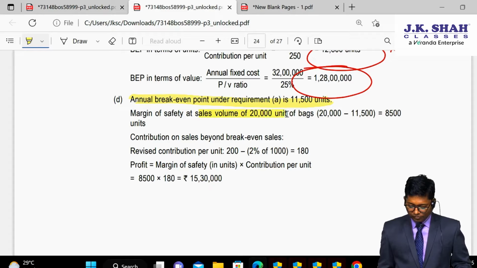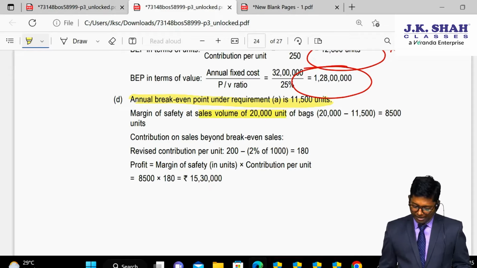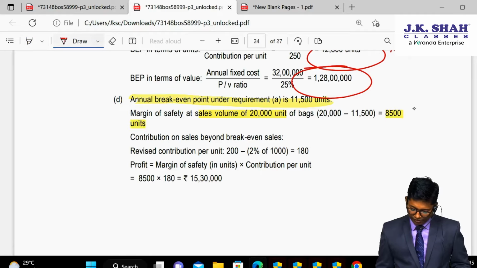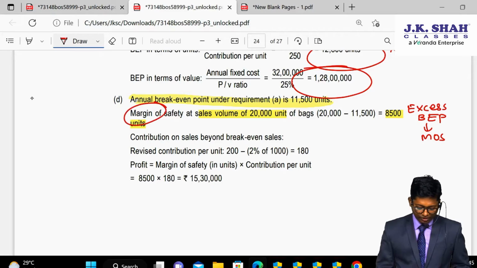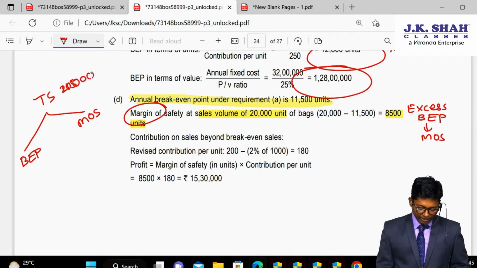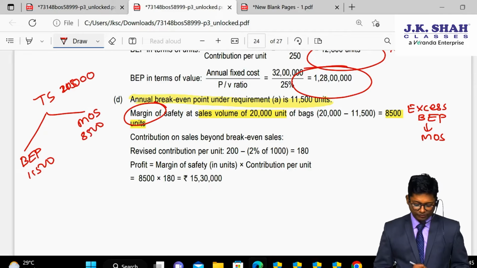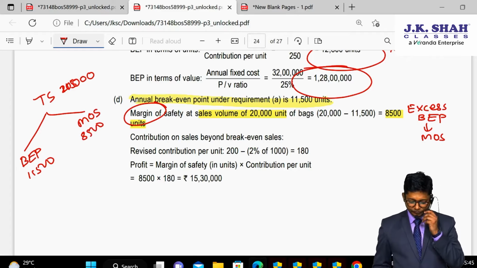The sales volume to be achieved is 20,000 bags. 20,000 minus 11,500, 8,500 is called over and above break even, and whenever you say over and above break even, that part is called margin of safety, because your total capacity sales is divided into two parts, break even point and margin of safety. Your total sale is now 20,000, and out of 20,000, 11,500 is break even. That means the remaining 8,500 is margin of safety.